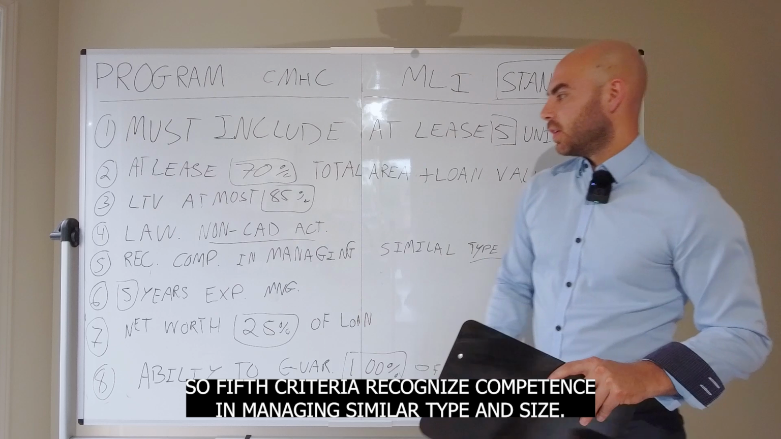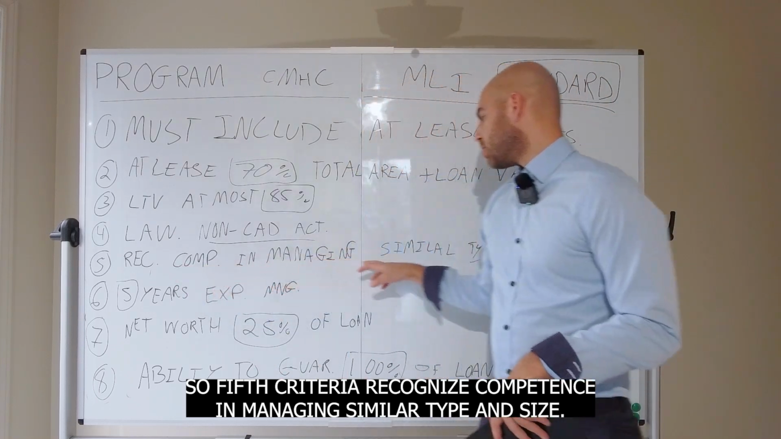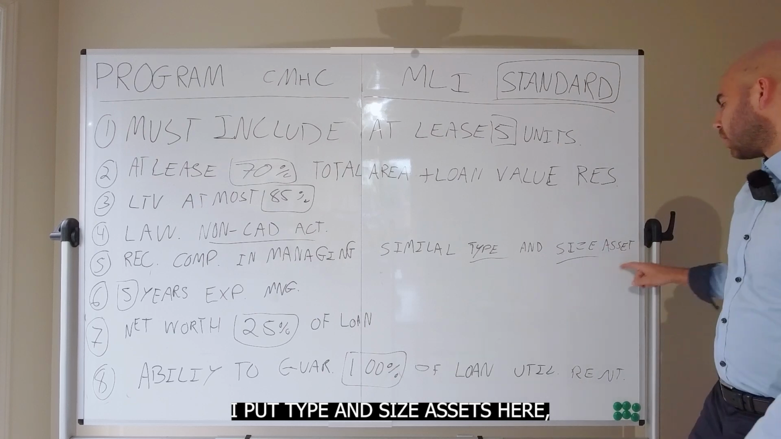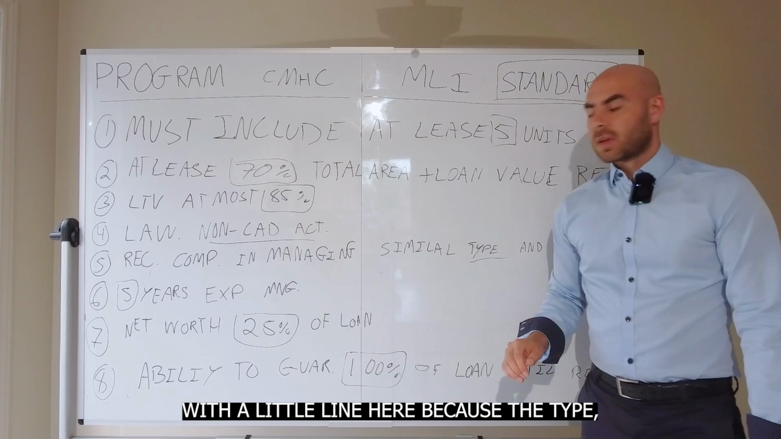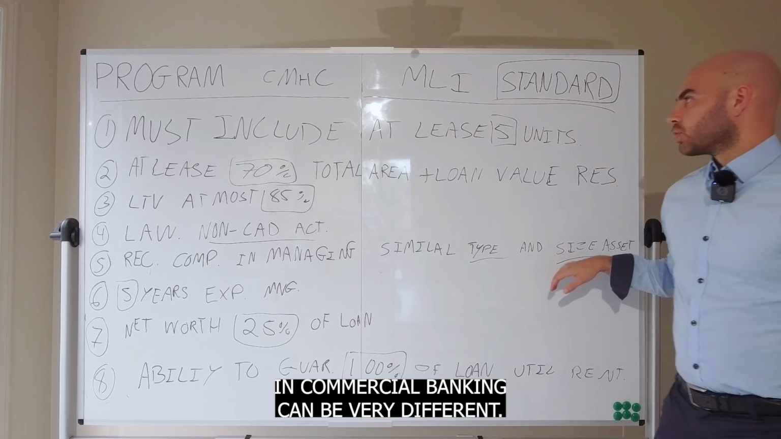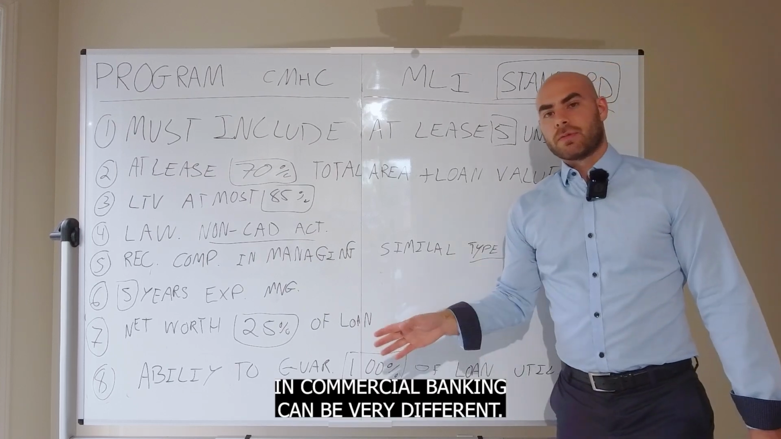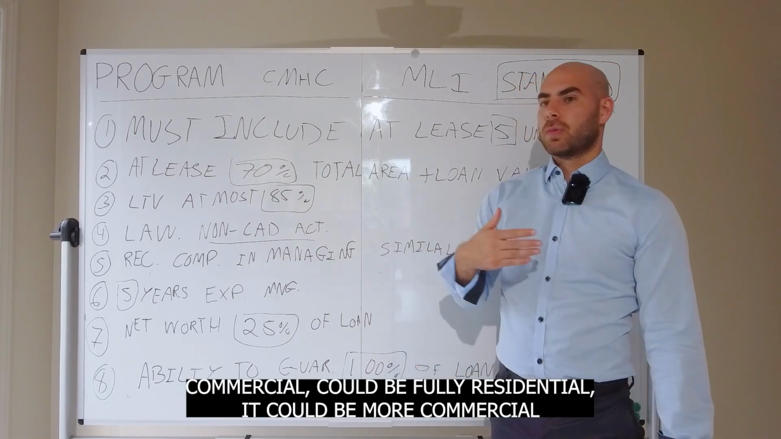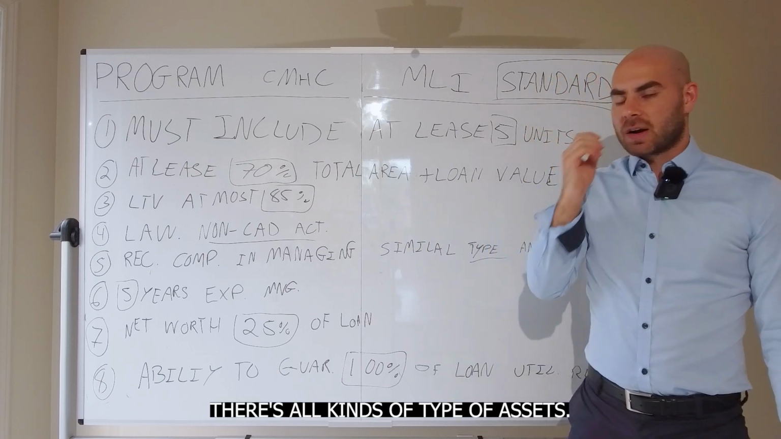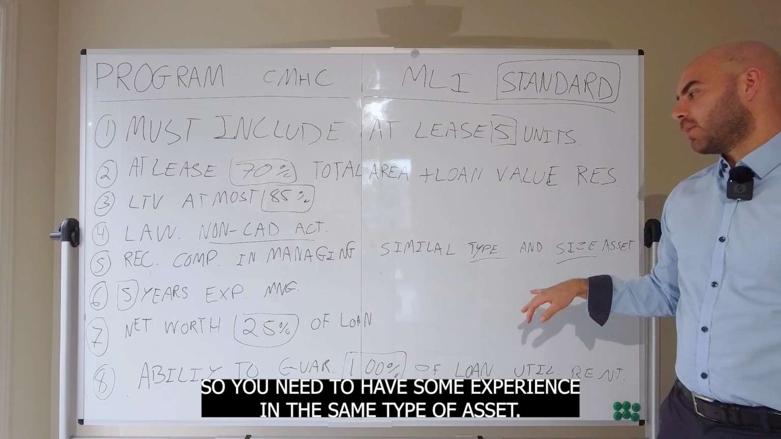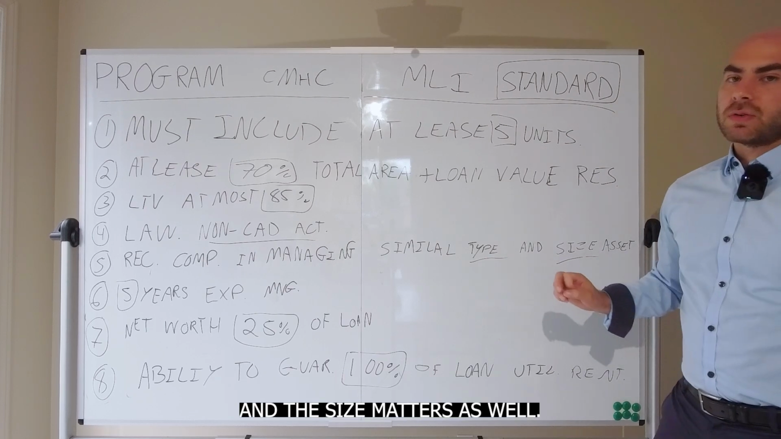So fifth criteria, recognize competence in managing similar type and size. I put type and size of asset here with a little line because the type in commercial banking can be very different. It can be semi-commercial, fully residential, or more commercial than residential. There are all kinds of types of assets, so you need to have some experience in the same type of asset, and the size matters as well.